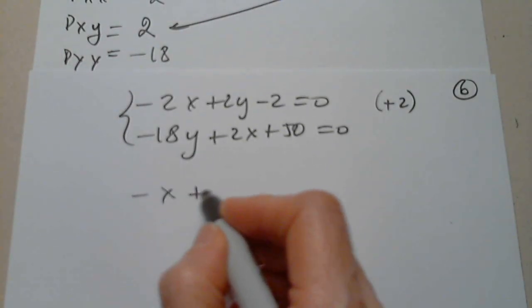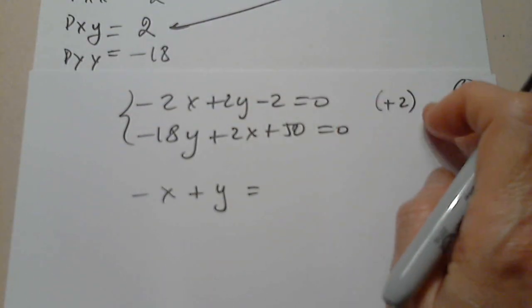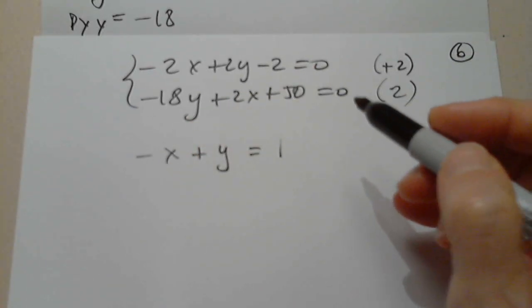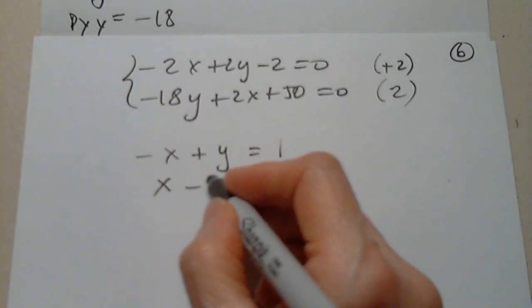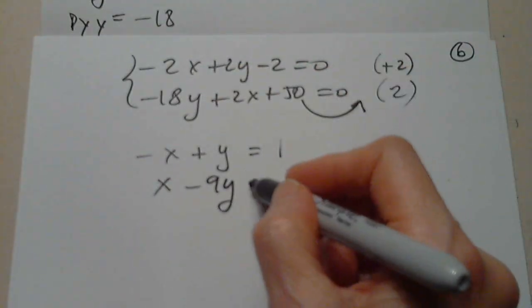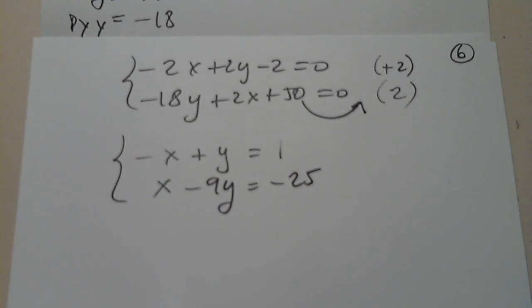So I have negative x plus y. Negative 2 is moved to the other side, becomes positive 2. I divide by 2 and I get 1. Here, I also divide by 2. So 2x divided by 2 is x. Negative 18y divided by 2 is negative 9y. I have to move 50 to the other side. It becomes negative 50, and I divide by 2 and I get negative 25. So I rearranged both equations in the correct order, and I also simplified them as much as I could.